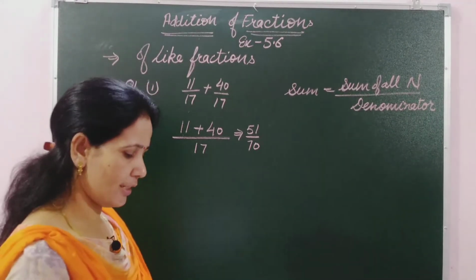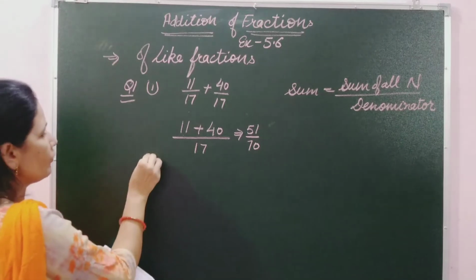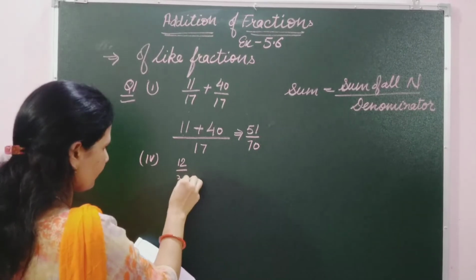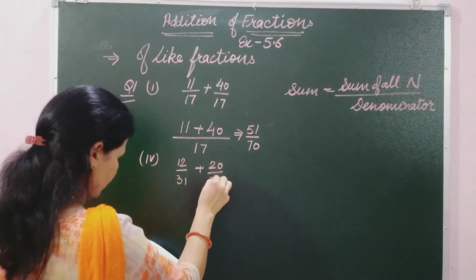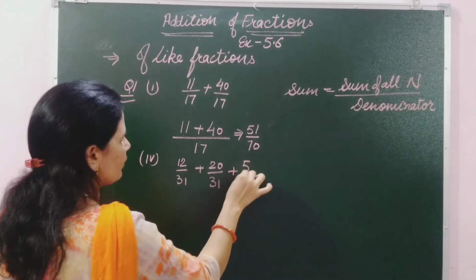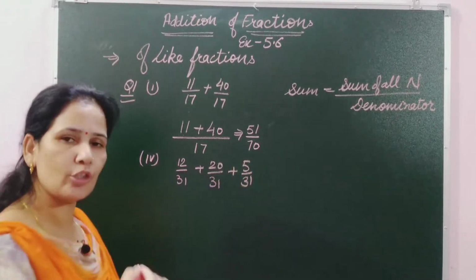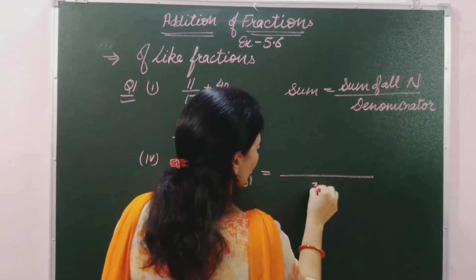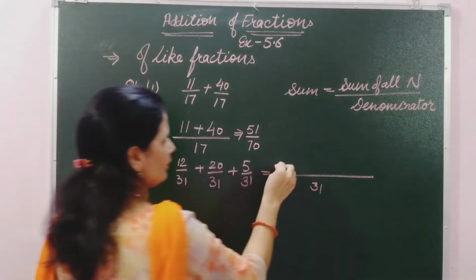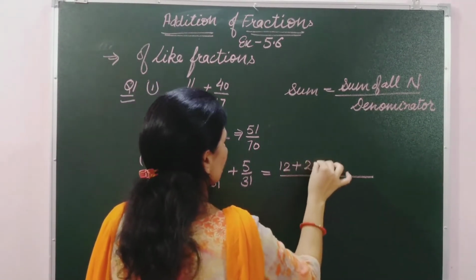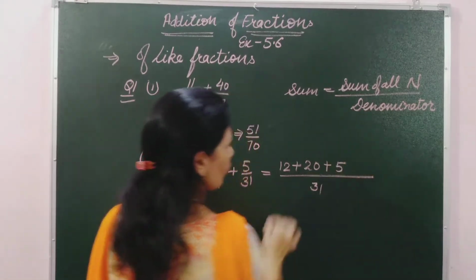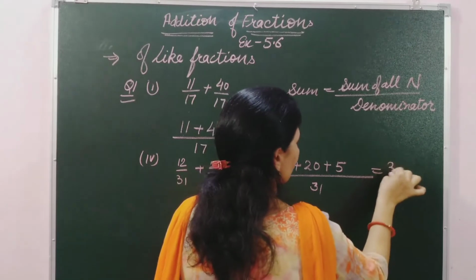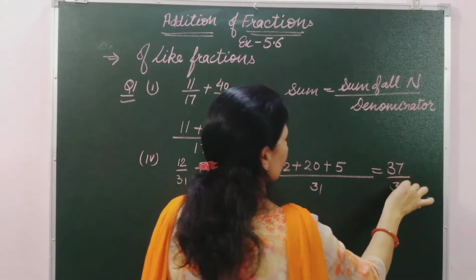Let's take another example. If instead of 2, the fractions are 3, like 12 by 31 plus 20 by 31 and 5 by 31. What we observe here is that the denominator is equal, and whenever the denominator is equal, we write it as a common denominator and directly write the numerators. Okay, 12 plus 20, 32, 32 plus 5, 37. So here the answer is 37 by 31.